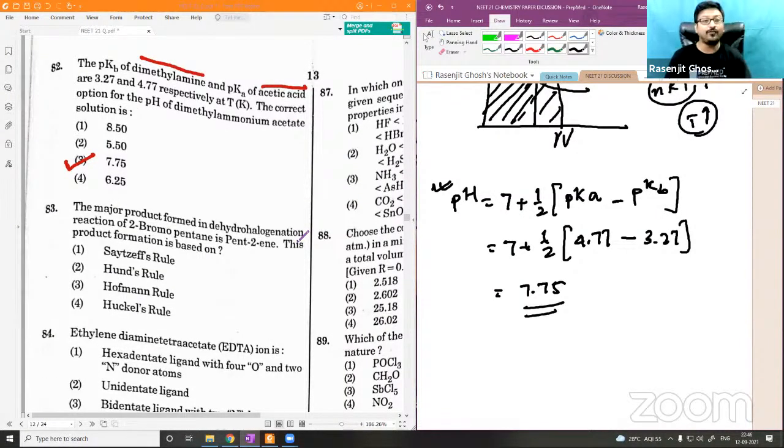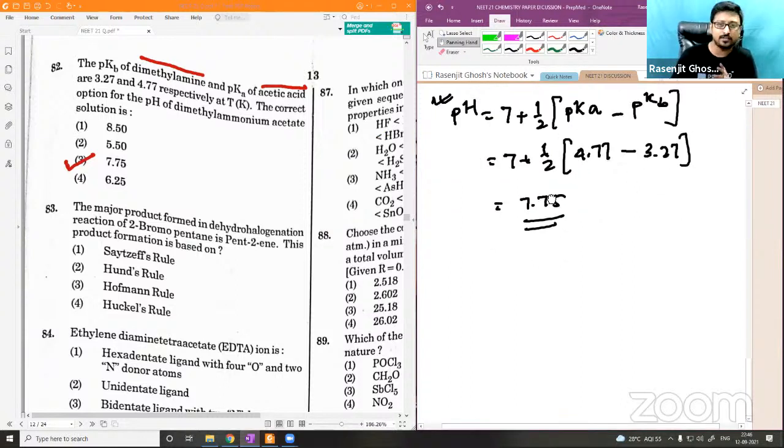The major product formed by the dehydrohalogenation reaction of 2-bromopentane is pentene. Let's draw the structure of 2-bromopentane. Chalo, let's do that.